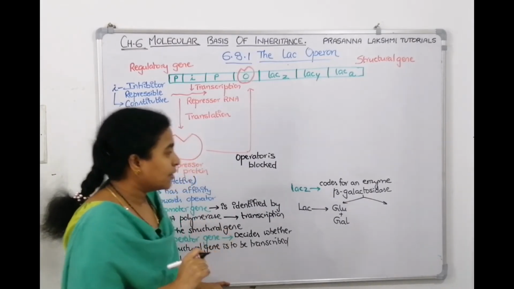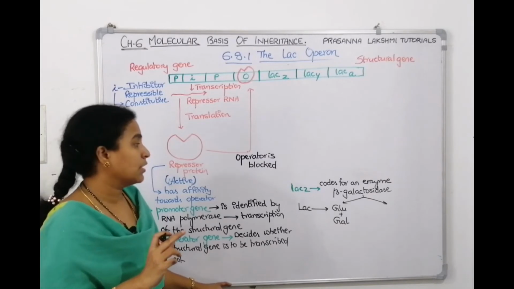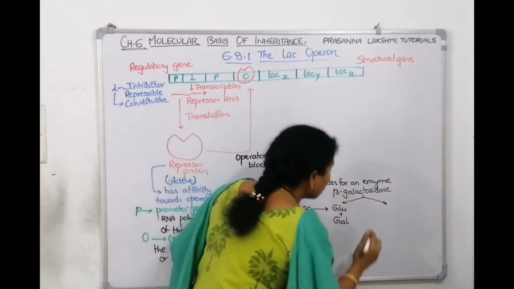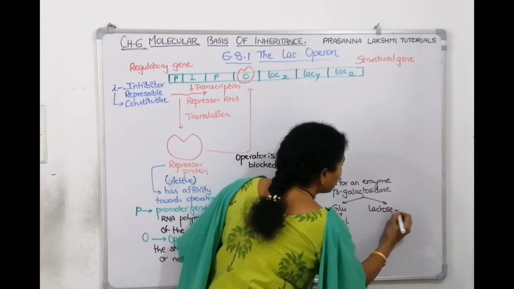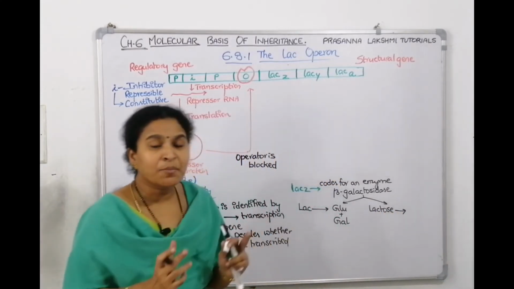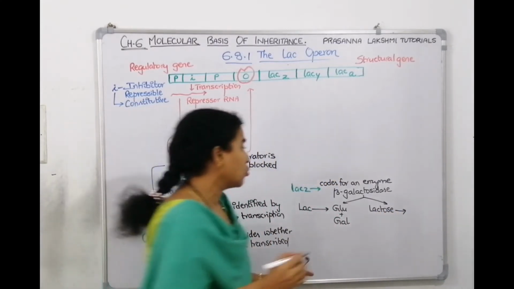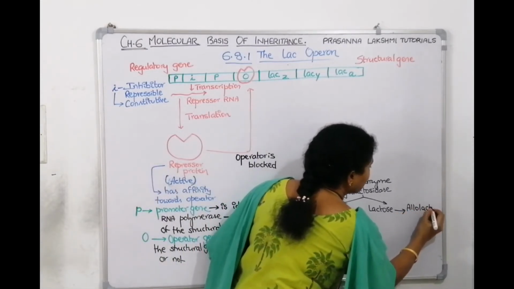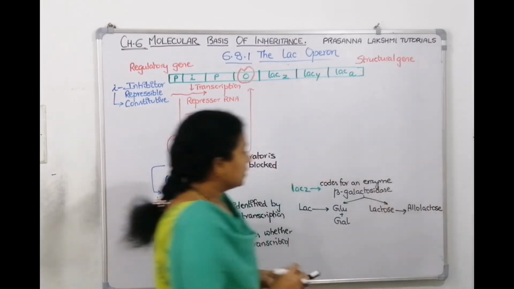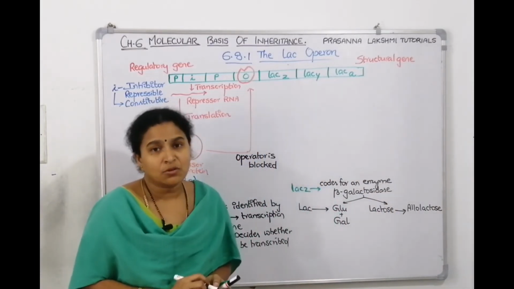Then coming to the second function. What is the second function of beta galactosidase? It can also convert lactose into its isomeric form called allolactose. This is the second role of the beta galactosidase enzyme.